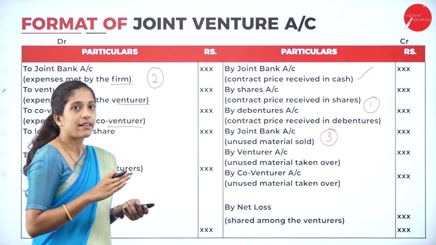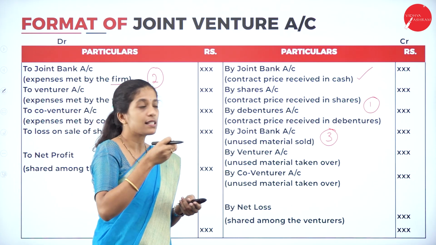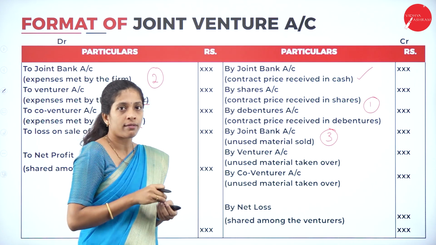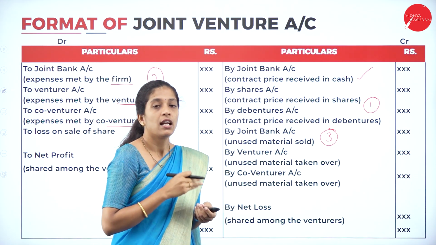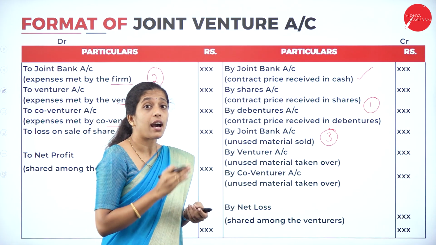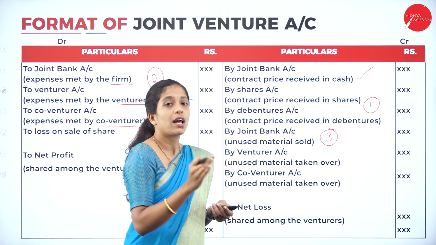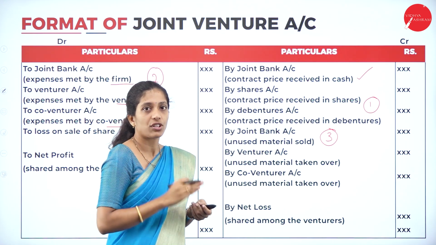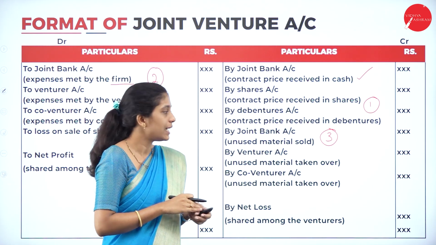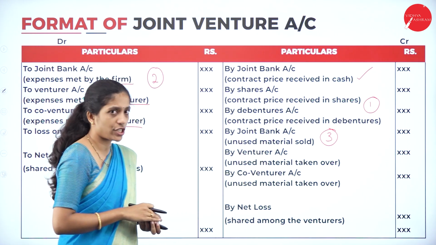Clear? So, first entry is for what? That is for receiving the contract price. Second entry is for meeting the expenses. Third entry is for if any unused material, it may be taken over or it may be sold in the co-venture or in the joint venture. So, for that we have to record the entry. So, this is the third step.